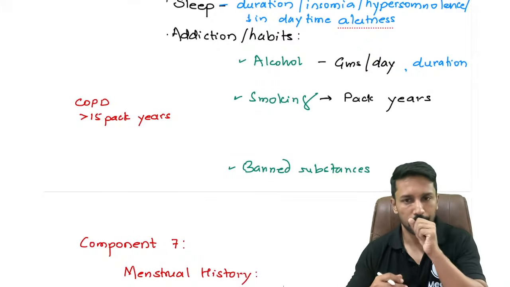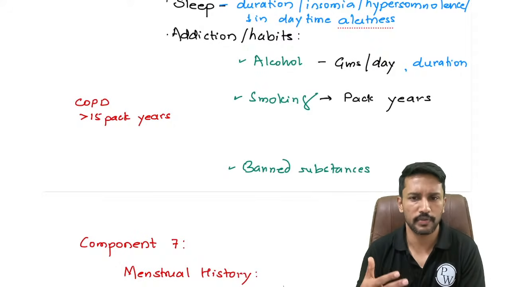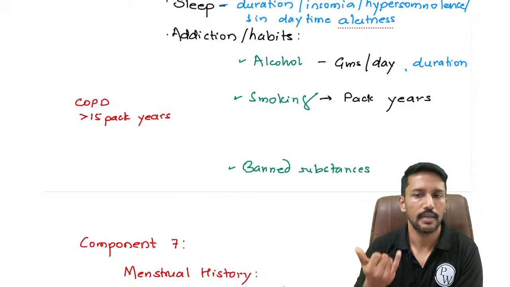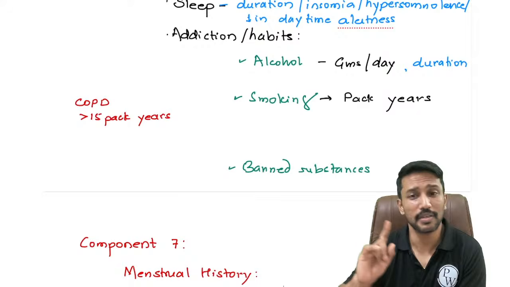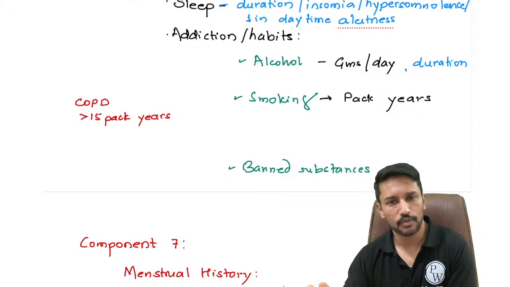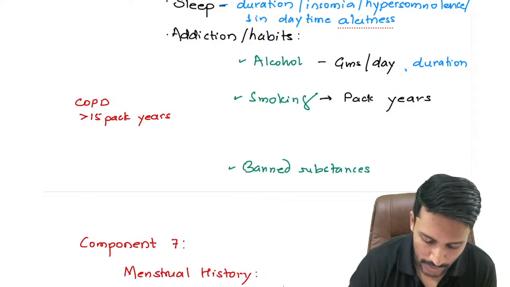So if I get a patient who has been smoking for only six months, now he is coming with cough, expectoration and shortness of breath. He can be having any other condition but unlikely to be COPD. Six months of smoking is unlikely to cause COPD. It needs 15 pack years. Now what is this pack year, or how do we calculate it?